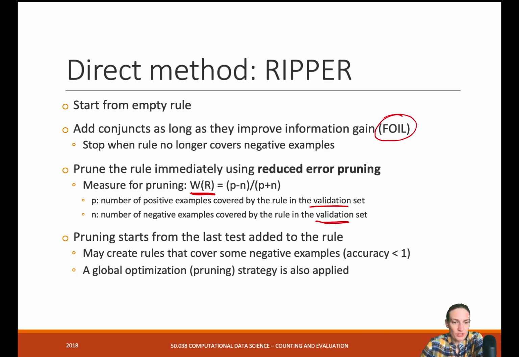So pruning starts from the last added test to the rule. Meaning, you have all these conjuncts in your rule, this and this and this, and the last of these conjuncts is where the pruning starts. So it may create rules that cover some negative examples, thus actually lowering the accuracy. And Ripper actually also implements a global optimization or pruning strategy after all of the learning is done.